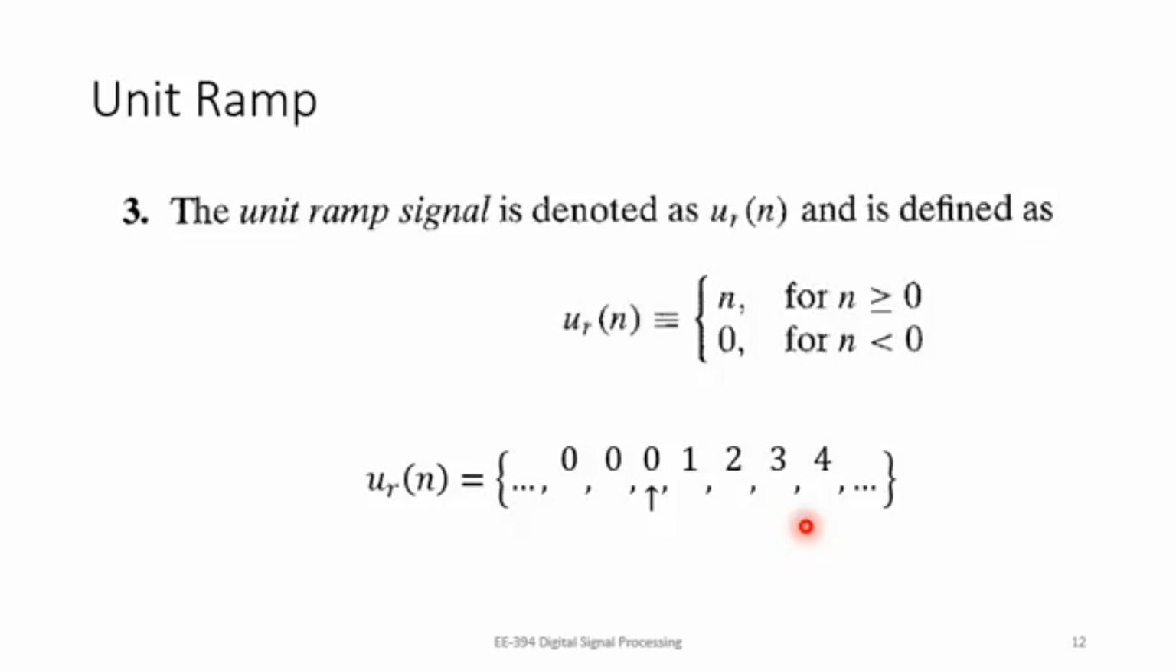And as you can quickly note, if we integrate a unit step signal, we get a unit ramp signal. And similarly, if we differentiate a ramp signal, then we get a step signal. So the impulse signal, the step signal and the ramp signal are related through the relationship of integration and differentiation.